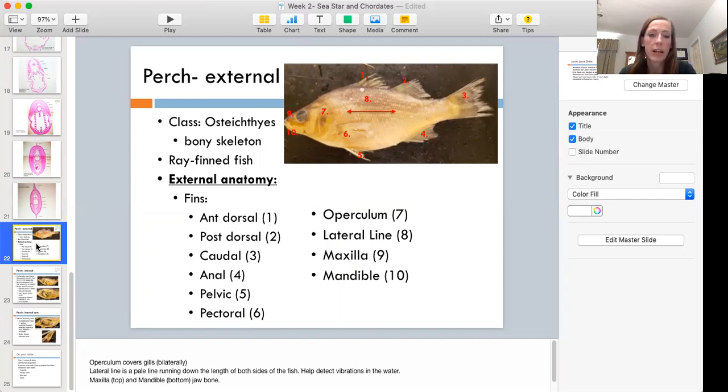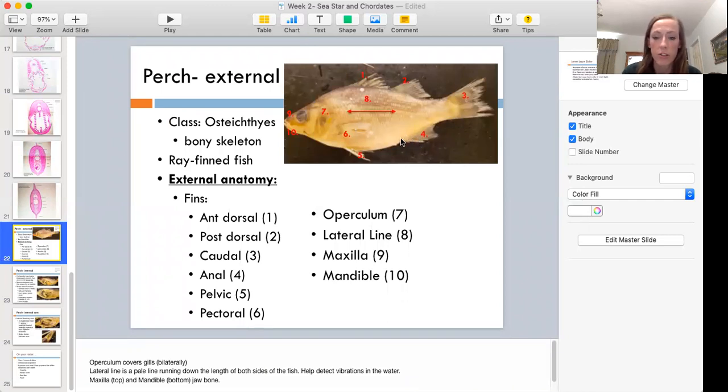Okay, so it has some external anatomy that you should be familiar with. It has several different fins we're going to look at. So first, it has an anterior and a posterior dorsal fin, number 1 and 2 here. Then it has a caudal fin, which is the fin on the tail there. Moving around to the ventral side, number 4 is the anal fin, which is just behind the anus.